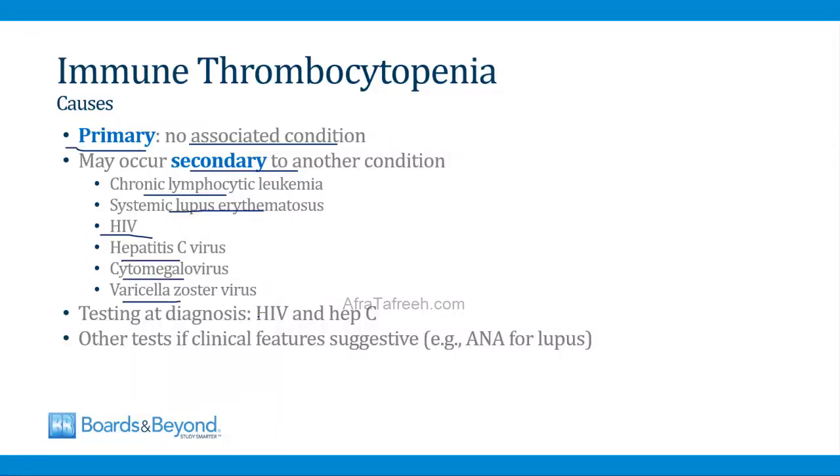And so at the time of diagnosis, most patients are screened for HIV or Hep C infections because these are commonly associated with ITP. And then other testing for associated conditions is done only if the clinical features are suggestive. So for example, you might do an ANA for lupus if the patient had clinical features of lupus.